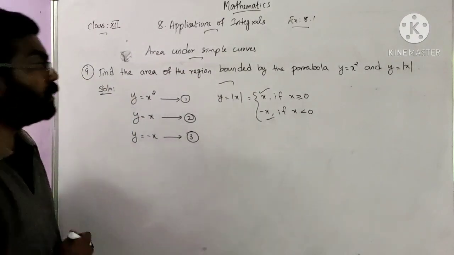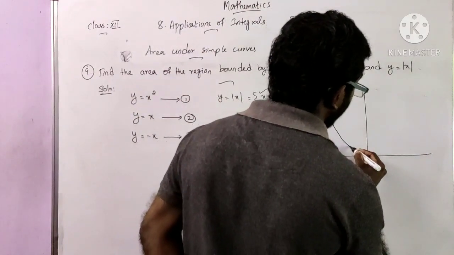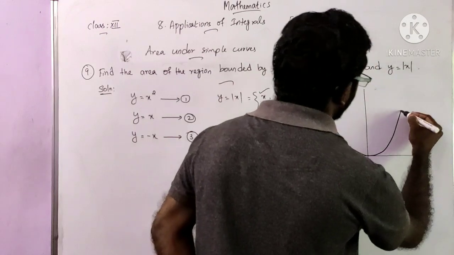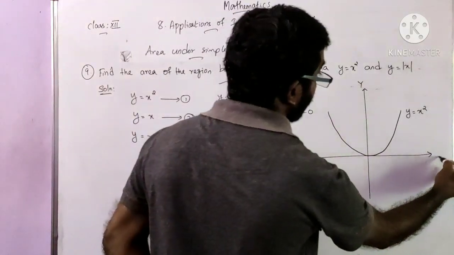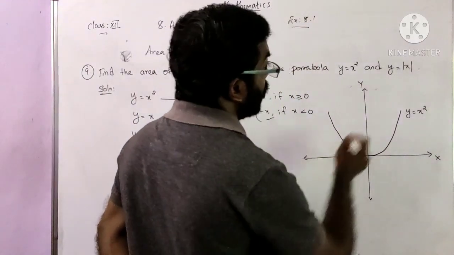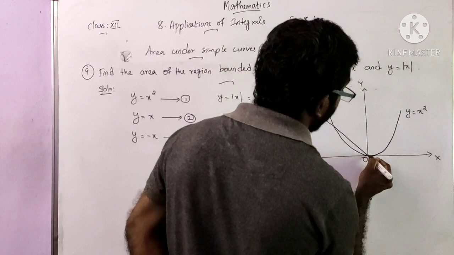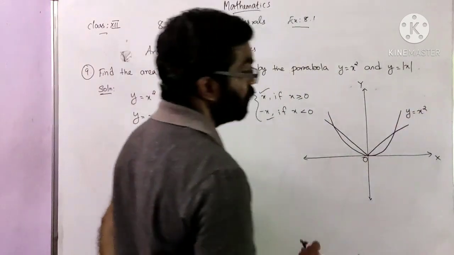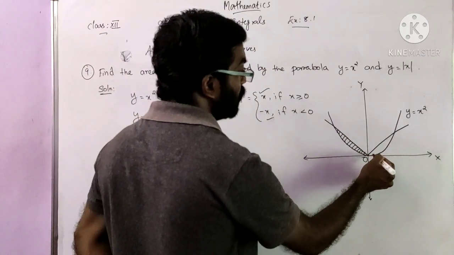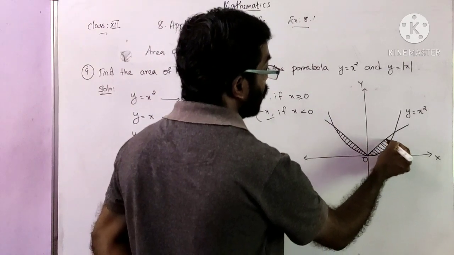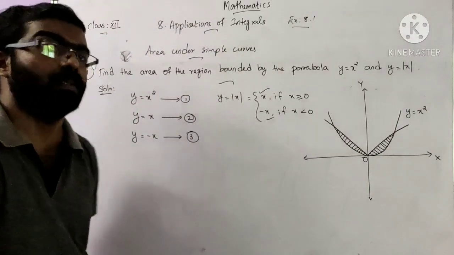First one is a parabola y equal to x square. So we can draw the parabola. Y is equal to x square. Next one is y equal to mod x. We know the graph of modulus function, this V-shaped graph. Okay. We have to find the area bounded by these two equations, these two curves. For that we have to find the point of intersection of these two curves.